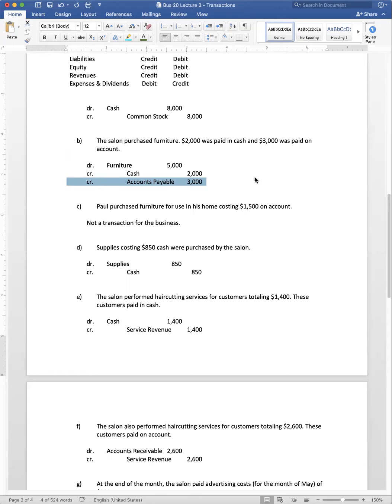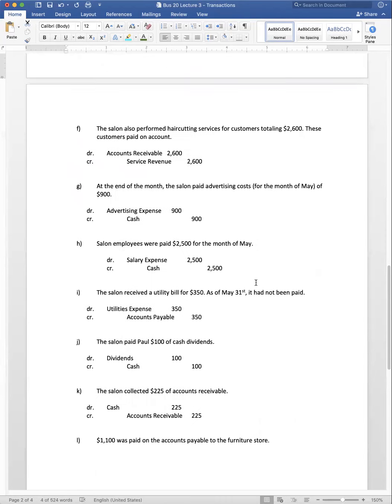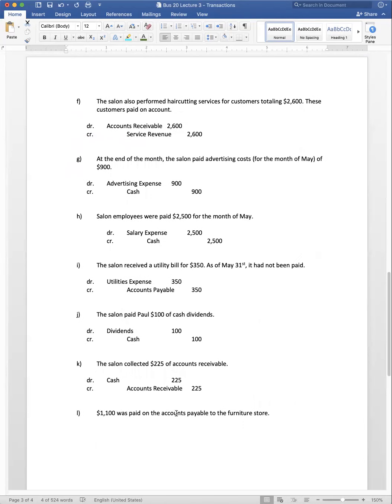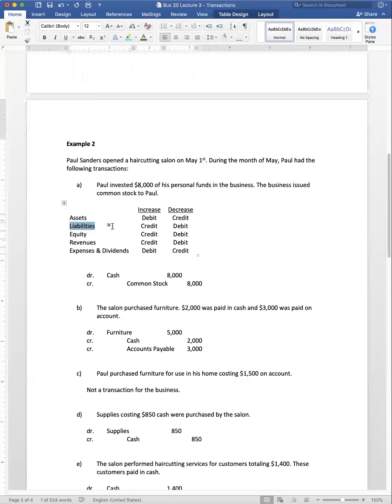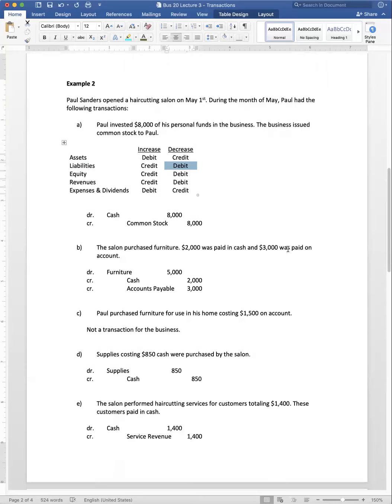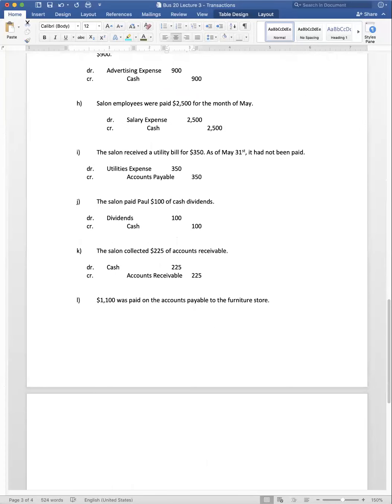All right, so let's go back to this other question down here. $1,100 was paid on the accounts payable to the furniture store. So what's happening to the accounts payable? Accounts payable is a liability, right? Money we have to pay, it's debt. So do we have more debt or less debt? Well, if we're paying it off, we have less debt. So that means we're going to debit accounts payable.